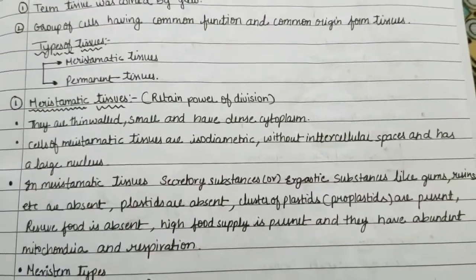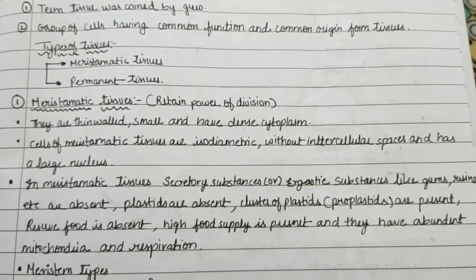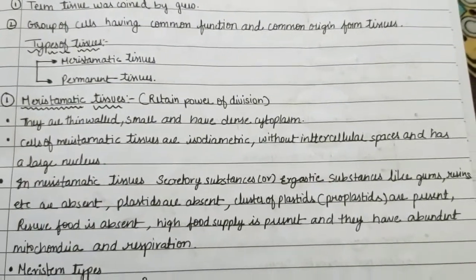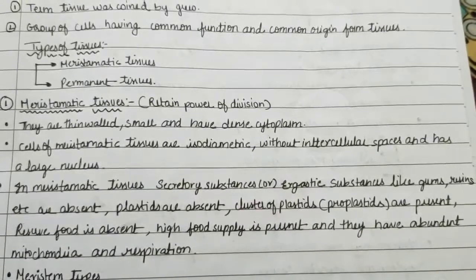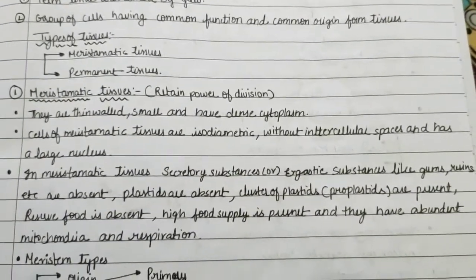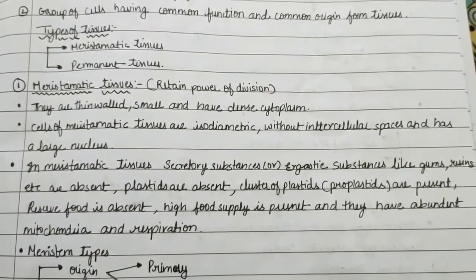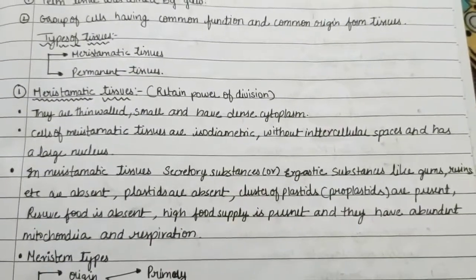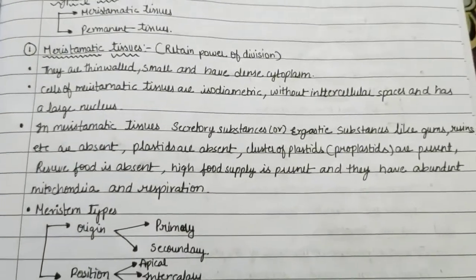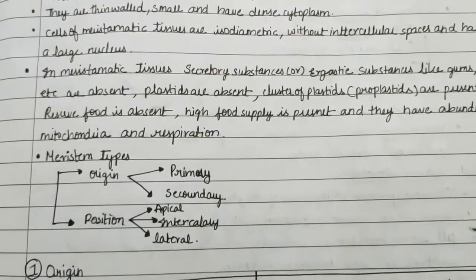In meristematic tissues, the secretory substances or ergastic substances like gums, resins, etc. are absent. Plastids are absent, but clusters of plastids known as proplastids are present, and reserve food material is also absent. High food supply is present, and they have abundant mitochondria, and abundant respiration takes place.